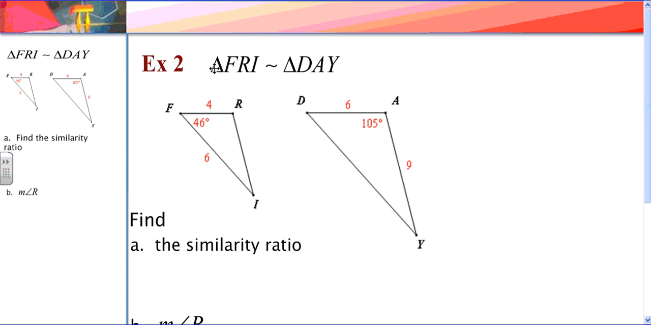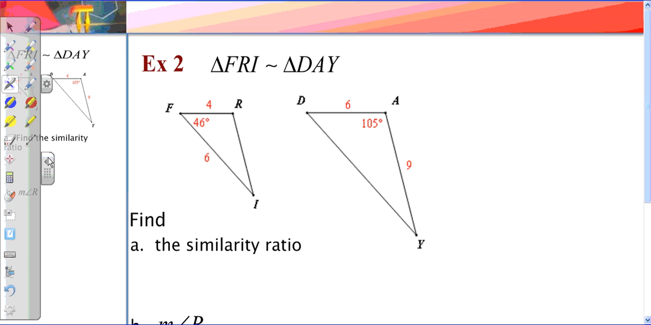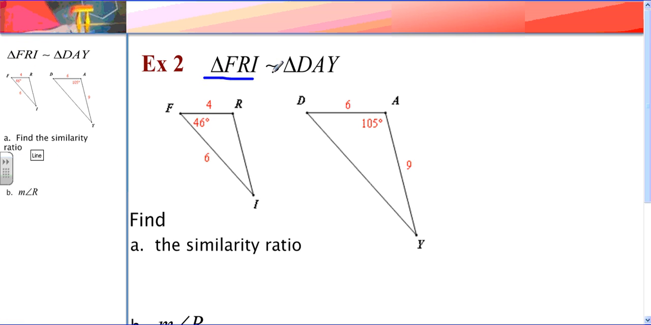All right, so if I look at this statement right here, the way I would read this would be that triangle FRY is similar to triangle DAY. The 2 triangles are similar. That means that all of the angles are congruent. Angle F is congruent to angle D, angle R is congruent to angle A, angle Y is congruent to angle Y. But it means that their sides are proportional.